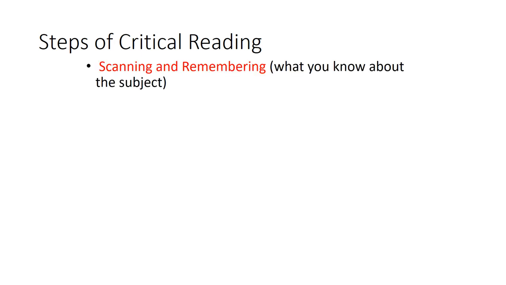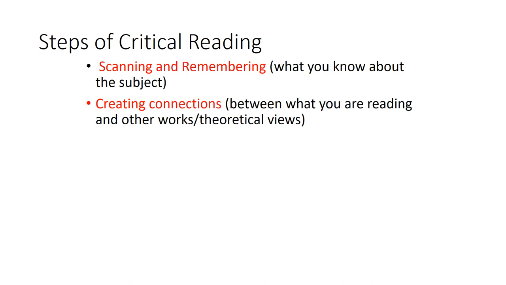Step number 1, scanning and remembering. This is something that you know how to do, that you have done previously for the past 2 years, 2 terms I mean. So scanning and remembering is remembering what you know about the subject. You just get the information. It is just getting the surface meaning of a text, and that's the very first step of critical reading. Second, creating connections. That is, you start creating connections between what you're reading and other works that you have read before, or theoretical views, or the reality that you know, your own experience.